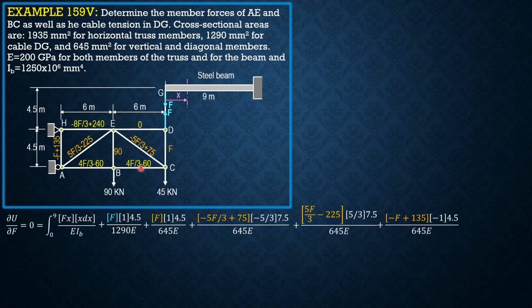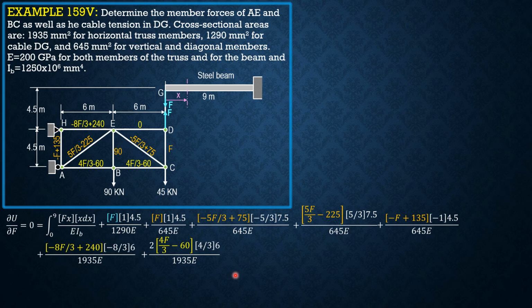And the yellow ones, this one multiplied by 2. So negative 8F over 3 plus 240, partial derivative negative 8 thirds, the length is 6. Then area yellow, horizontal, for horizontal members, 1935E. Then these two combined. So 2 times 4 thirds of F minus 60, derivative 4 thirds times 6 over 1935. So take note that we already multiplied by 2.